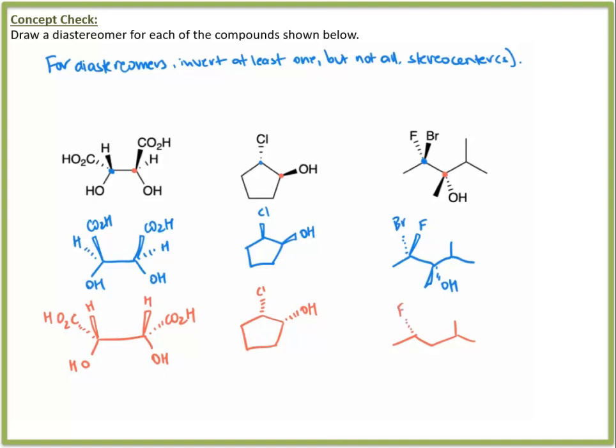Finally, in the last example, I can invert the left carbon by exchanging the bromine and the fluorine. I'll do that in blue. Or I can invert the right carbon by exchanging the methyl group and the alcohol. I'll draw that one in red.